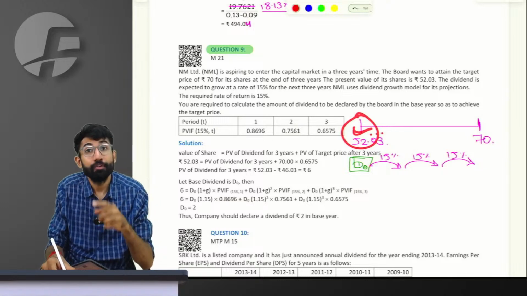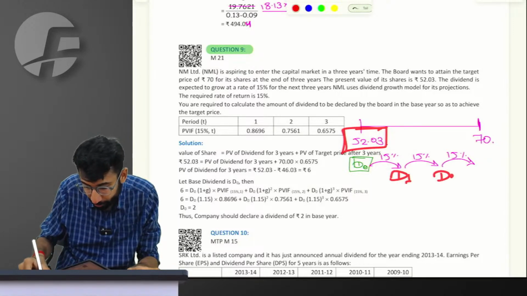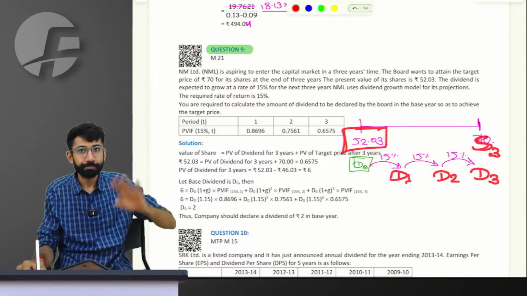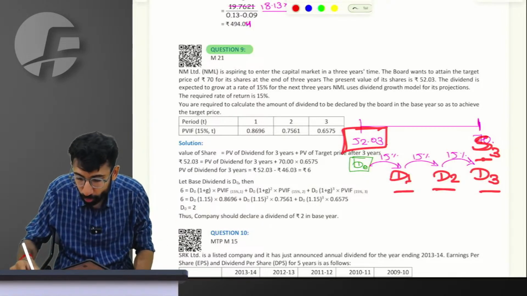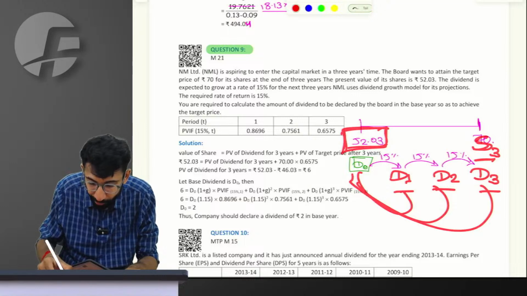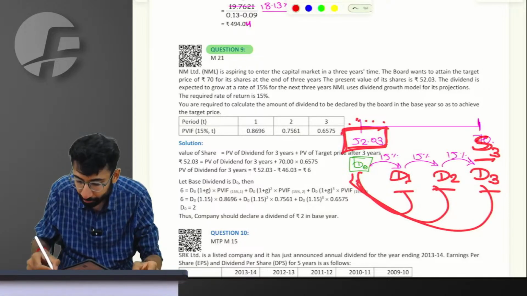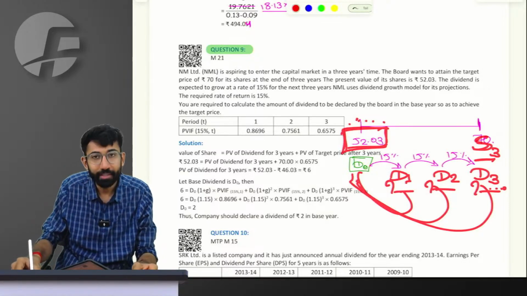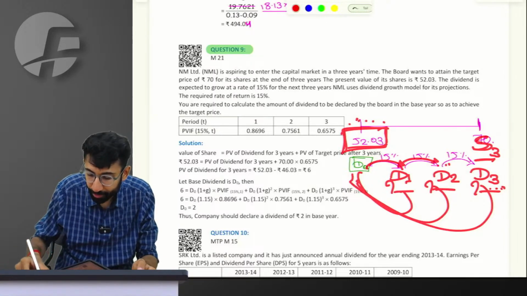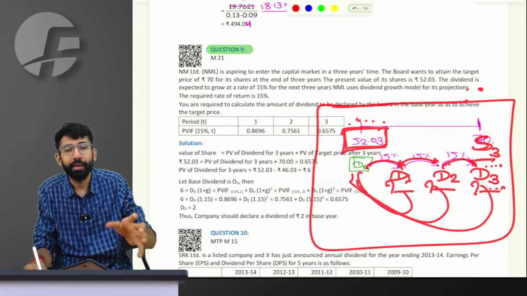What is P0? Present value of future cash flows, which means this P0 should equal the present value of D1, D2, D3, and the present value of the sales price at the end of the third year. All these four cash flows over a period of 3 years, when you discount them to time 0, the answer is 52.03, which is already there with you. Which means using this data, can I back calculate how much D1, D2 and D3 should be? Because I know that D1 is D0 plus 15%, D2 is further 15%, D3 is further 15%, which means this is a simple calculation of back calculating the things.